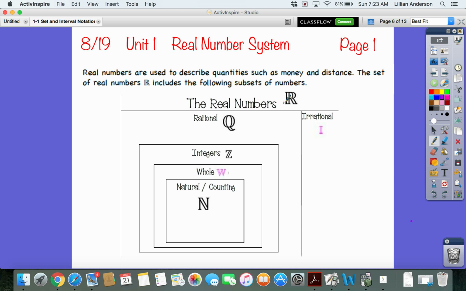Okay, so certain numbers can actually have more than one classification. And the thing is you want to list all the different ways that you can describe these numbers.